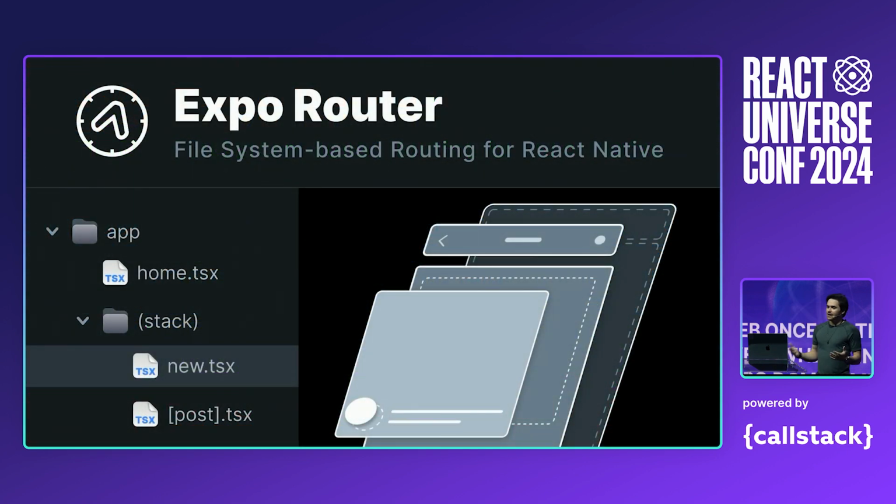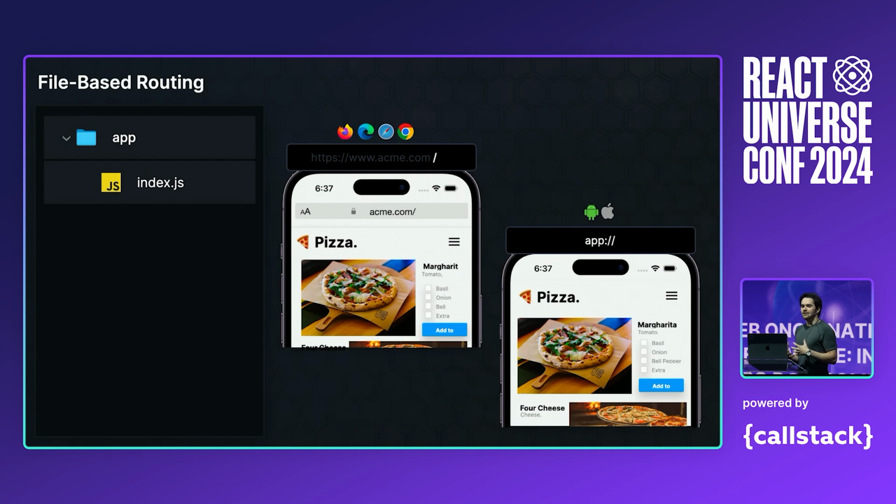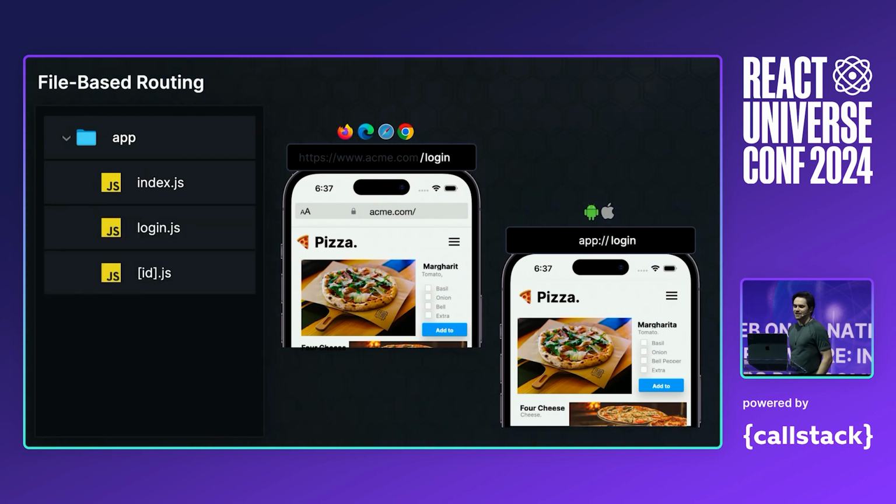So I'm Evan Bacon. I am the creator of Expo Router. It is the first file-based framework for building React apps that run on both web and native from a shared code base. By simply creating files in the app directory, Expo Router instantly creates robust navigation for both your native app and your website.